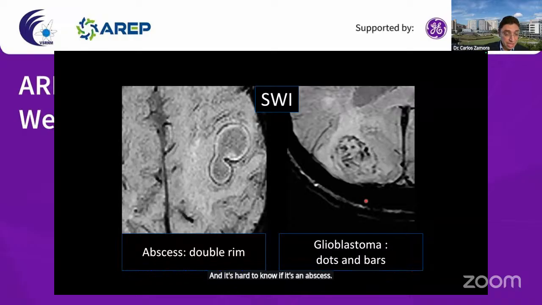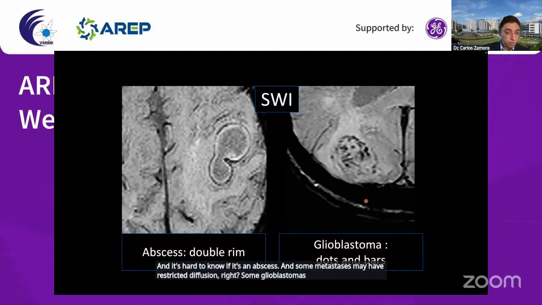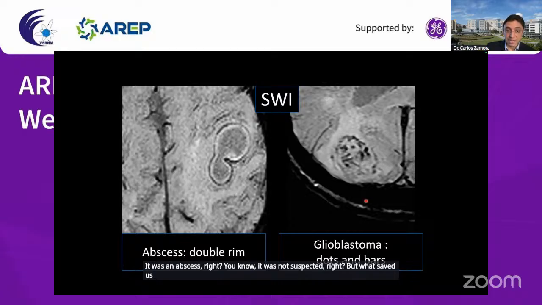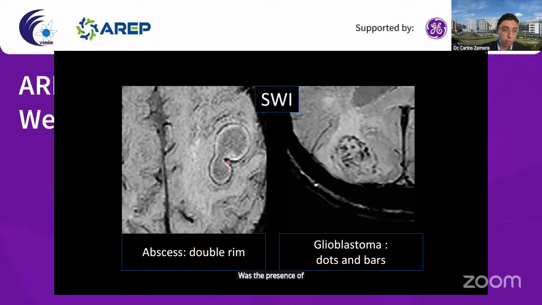And some metastases may have restricted diffusion, right? Some glioblastomas may have restricted diffusion centrally because of hemorrhage. So sometimes it's difficult to make that distinction. We've had patients in the past who have cancer somewhere in the body, and then they come in with a ring-enhancing lesion. In at least two of them, it was an abscess, right? And it was not suspected, right? But what saved us and made us think that this was an abscess and not a metastasis or a tumor like a glioblastoma was the presence of a double rim sign on SWI, right?